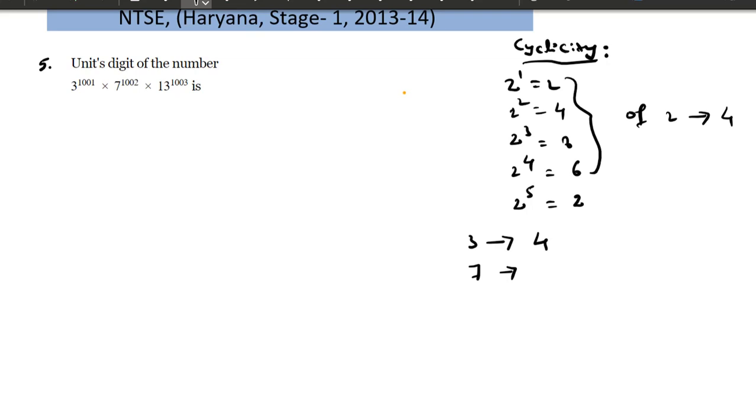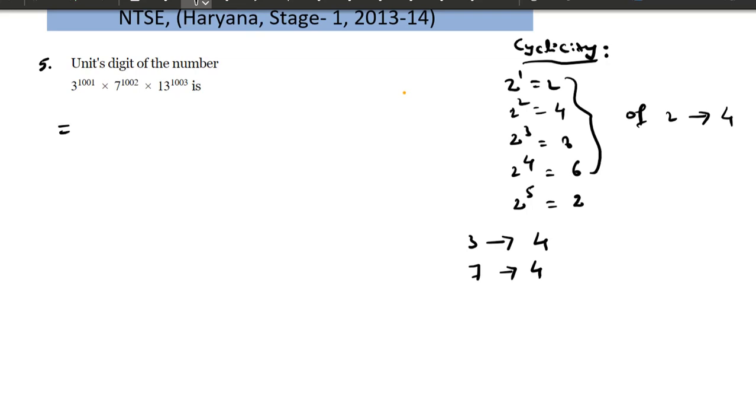Why? Because 7 power 1 is 7, 7 power 2 is 7 into 7, 9, 7 power 3 is 9 into 7, 3. Like that, 7, 9, 3, 1; 7, 9, 3, 1, like that. So the cyclicity of 7 is 4 again. So 13 also, the cyclicity of 13 is also 4 only.